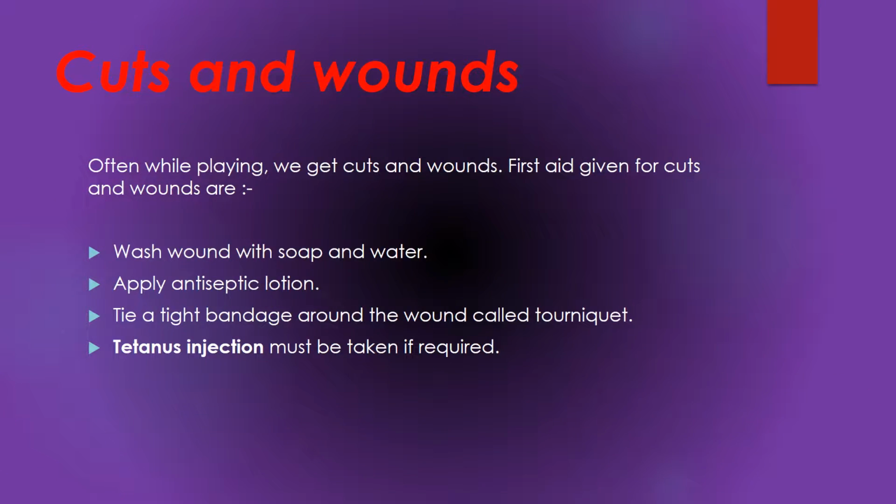Cuts and wounds. Often while playing, we get cuts and wounds. First aid given for cuts and wounds are wash wound with soap and water. Apply antiseptic lotion. Tie a tight bandage around the wound called tourniquet. Tetanus injection must be taken if required.